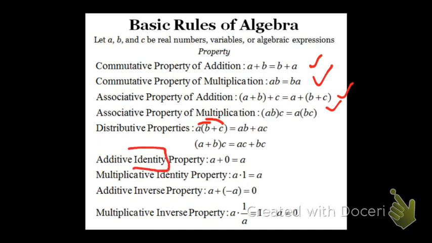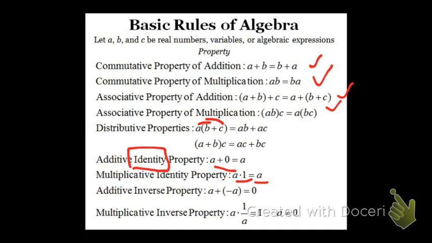Identity, when you see identity, think, when you do this property, it's going to keep its identity. So what can you do to a number with addition so that it stays the same? Well, it's adding 0. So adding 0 is the additive identity. And multiplying by 1 gives you the same number, so the multiplicative identity is just multiplying by 1.